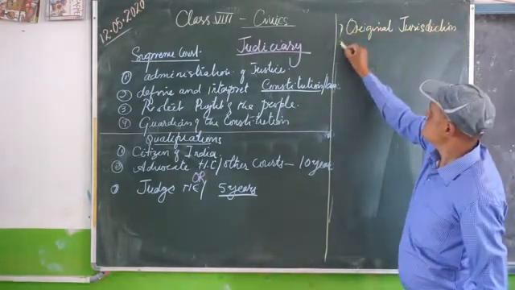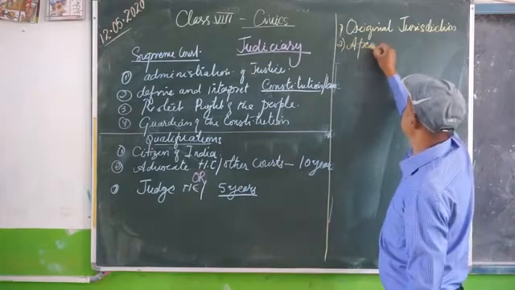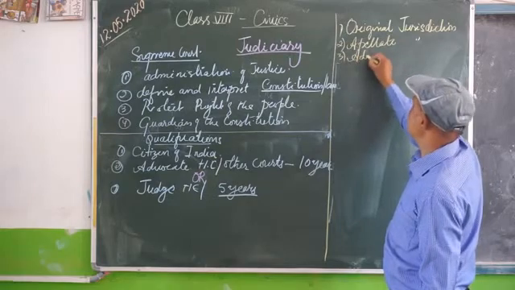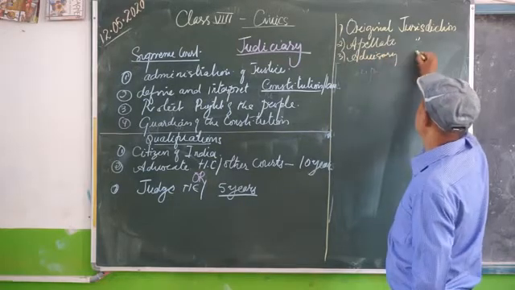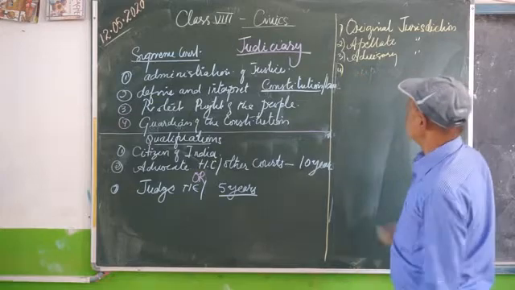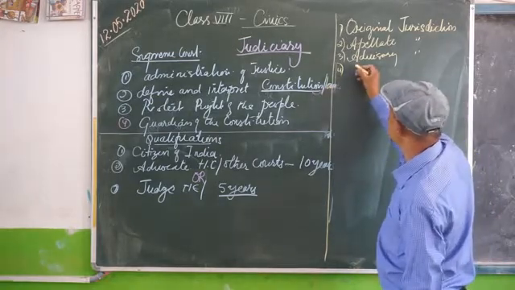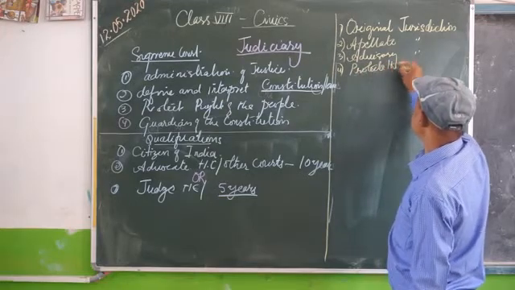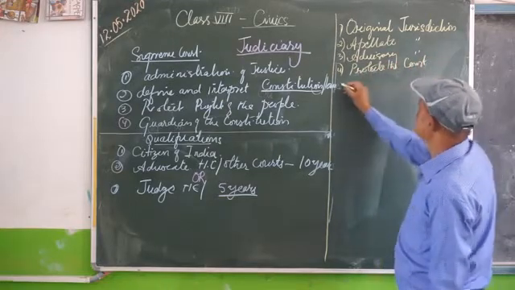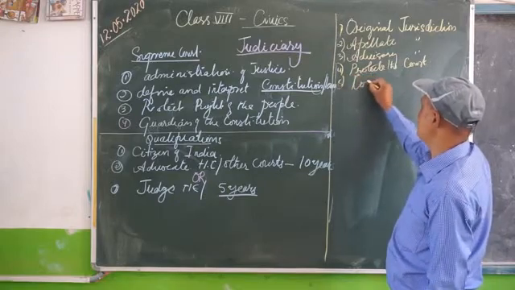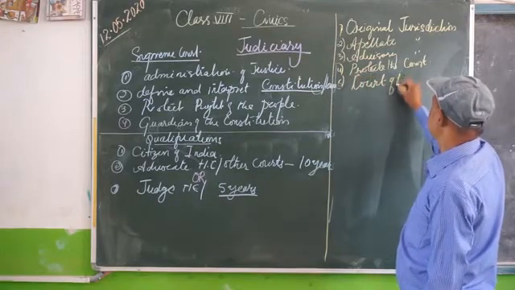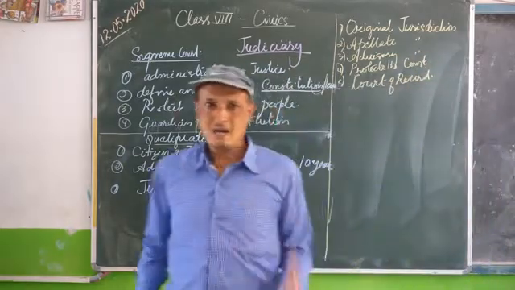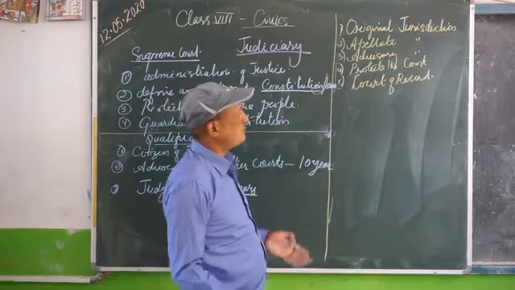Original jurisdiction. Second one is appellate jurisdiction. Third one is advisory jurisdiction. Fourth one, it interprets and protects the Constitution. Then the last one, it acts as a court of record. These are some of the functions of the Supreme Court of India.